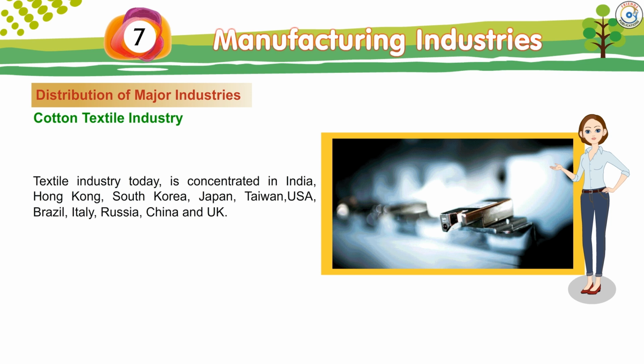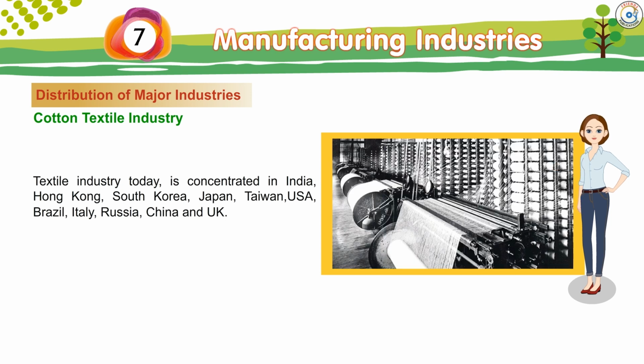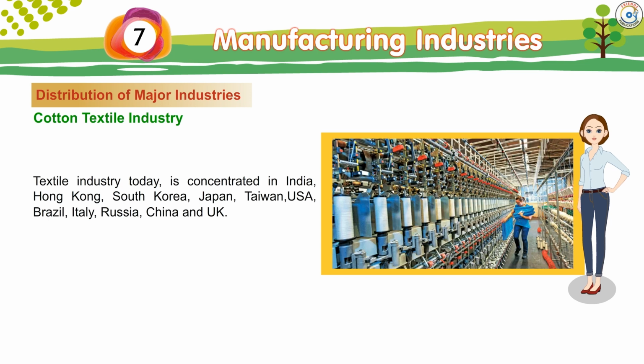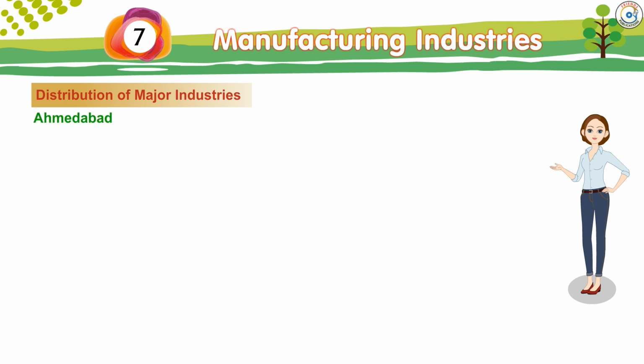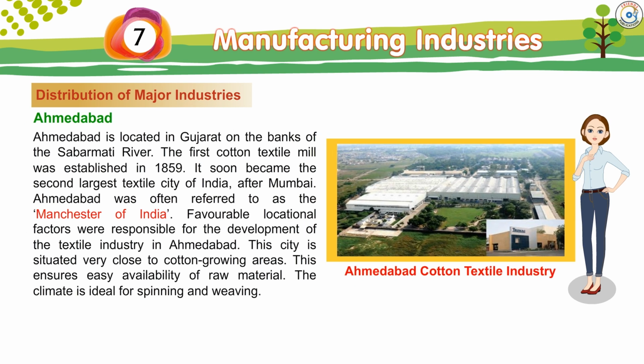The textile industry today is concentrated in India, Hong Kong, South Korea, Japan, Taiwan, USA, Brazil, Italy, Russia, China and the UK. Ahmedabad. Ahmedabad is located in Gujarat on the banks of the Sabarmati River. The first cotton textile mill was established in 1859. It soon became the second largest textile city of India. After Mumbai, Ahmedabad was often referred to as the Manchester of India.